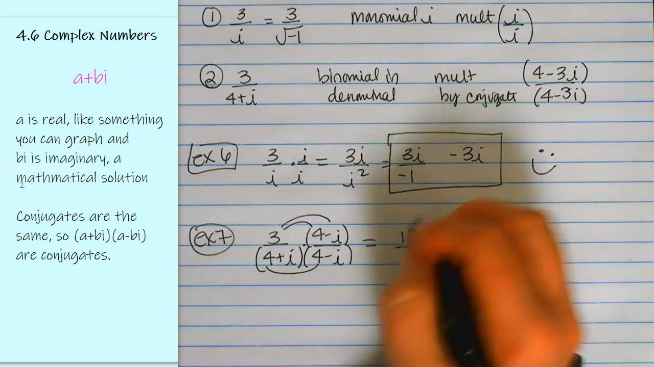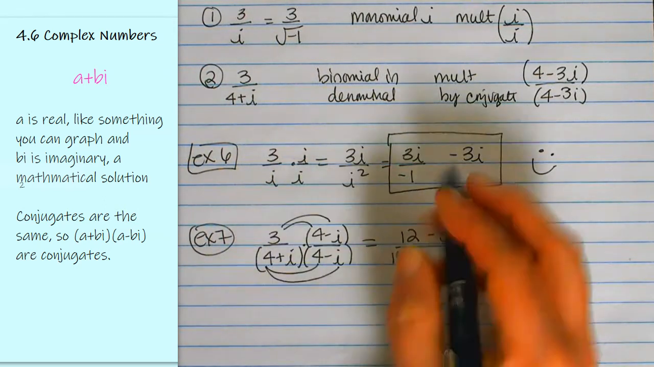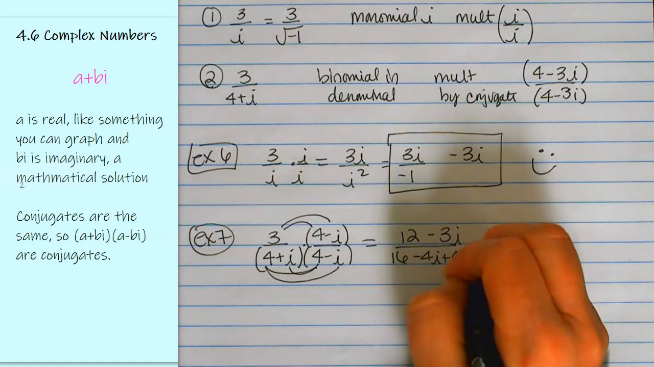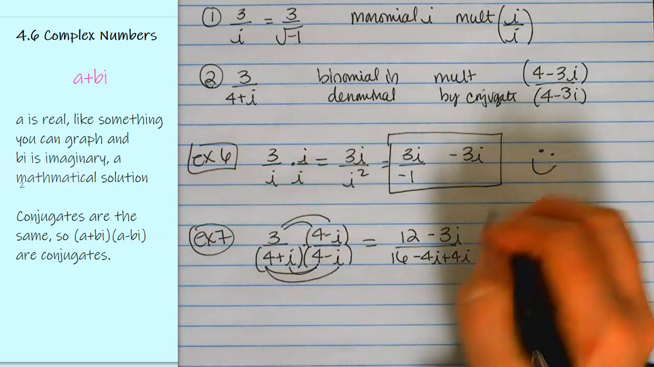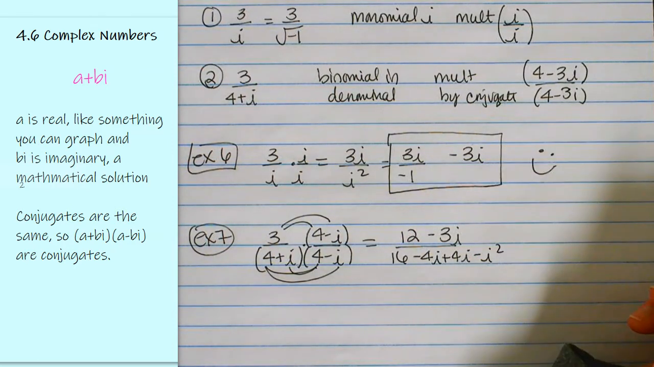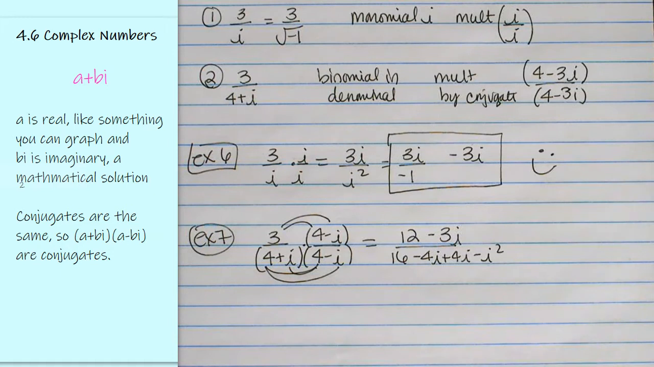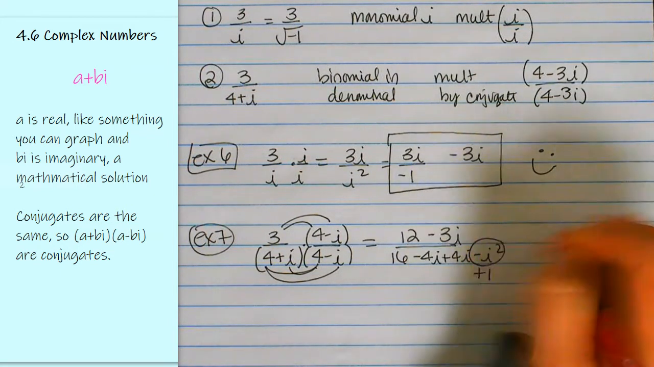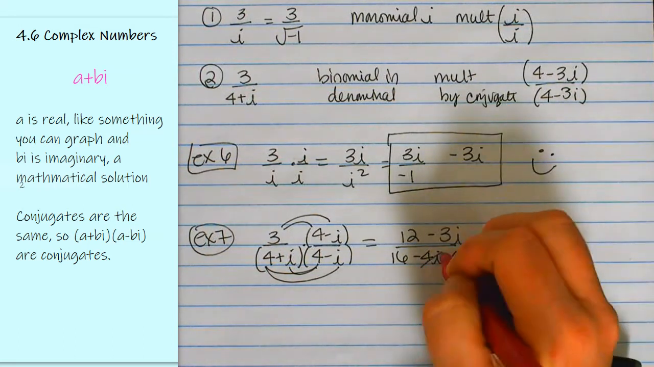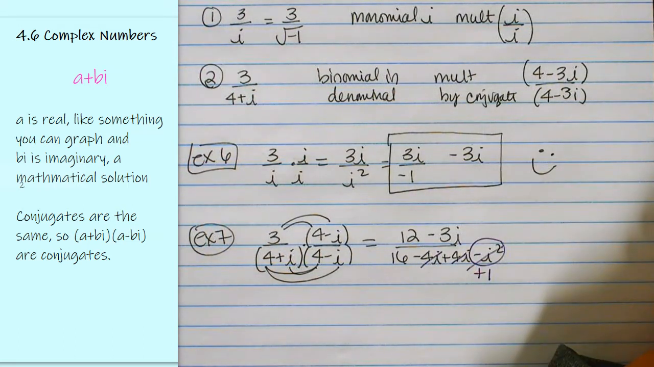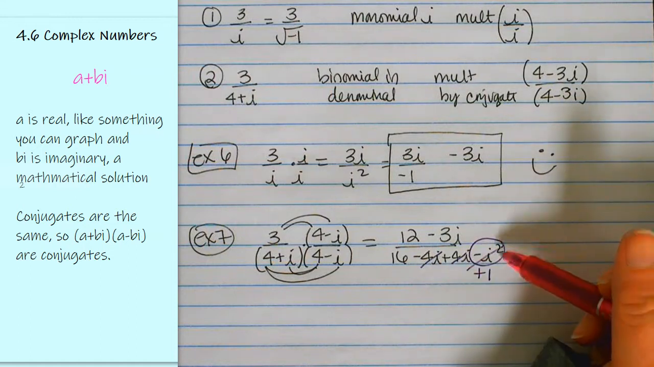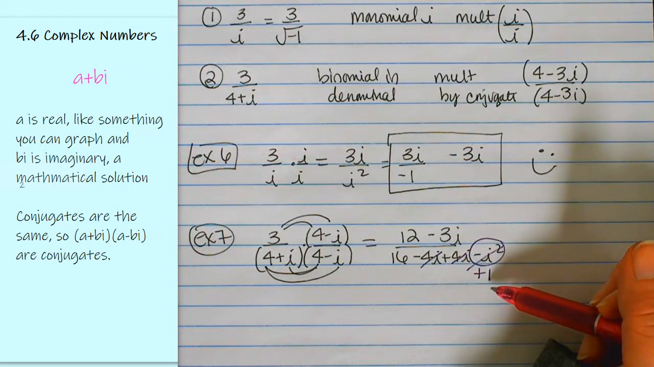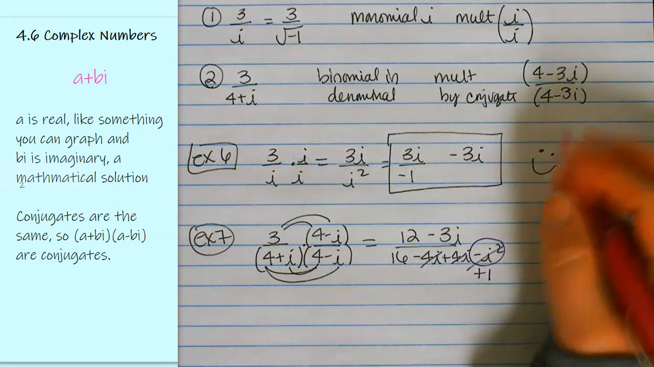4 times 4 is 16. 4 times -i is -4i. 4 times i is positive 4i. i times negative i is negative i squared. Negative i squared is negative, negative 1, that's positive 1. These middle ones cancel. That's what the conjugate does. It cancels out the i. i squared changes to a number, and now we don't have a radical in the bottom anymore. We have 16 plus 1, which is 17.